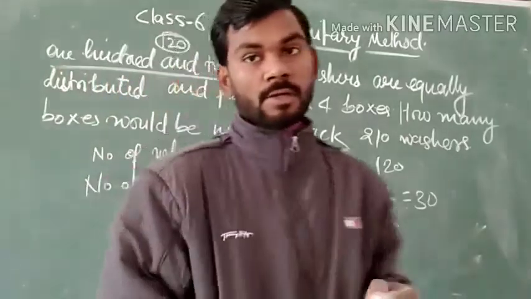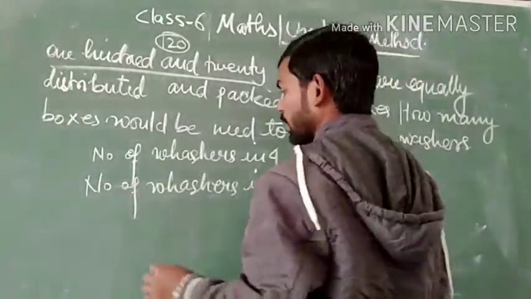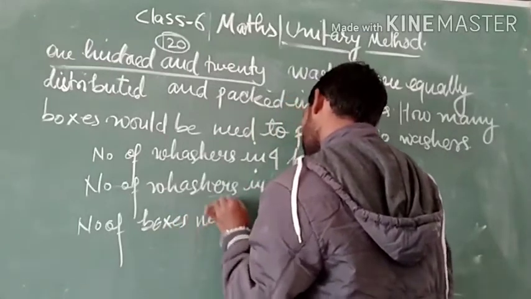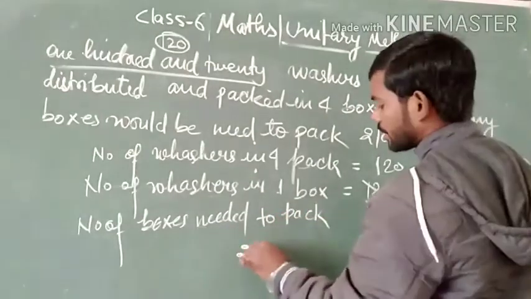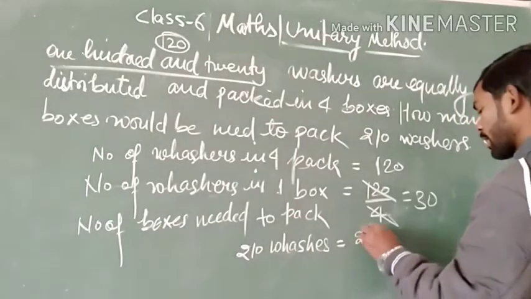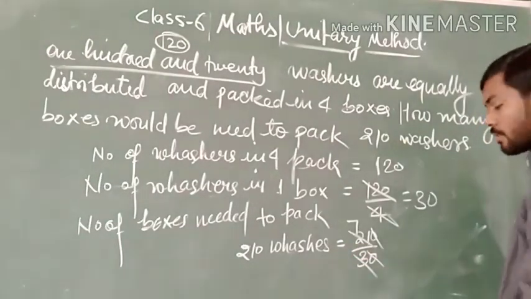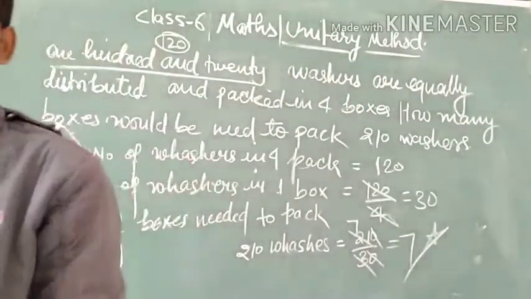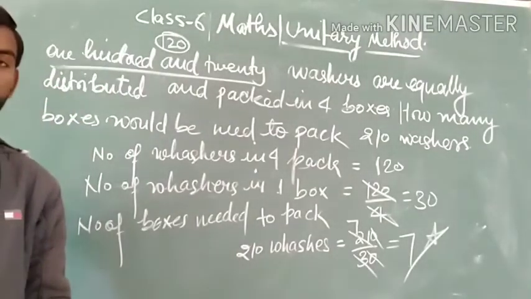But here we have to find out how many boxes are required to pack 210 washers. Therefore, we write: number of boxes needed to pack 210 washers will be equal to 210 divided by 30. So here 0 and 0 cancel out. 3 1s are 3 and 3 7s are 21. Therefore, 7 boxes are needed to pack 210 washers. So in this way, we can find the solution of such questions.